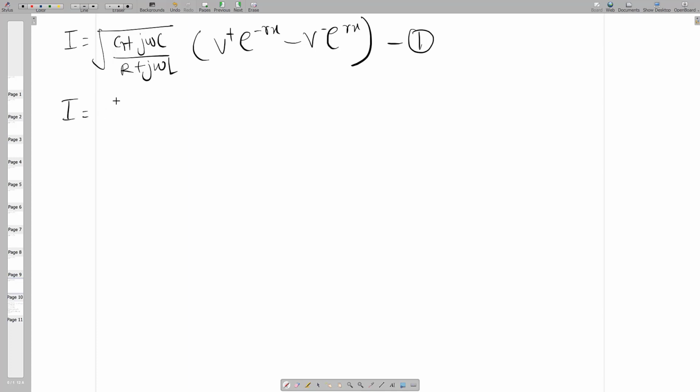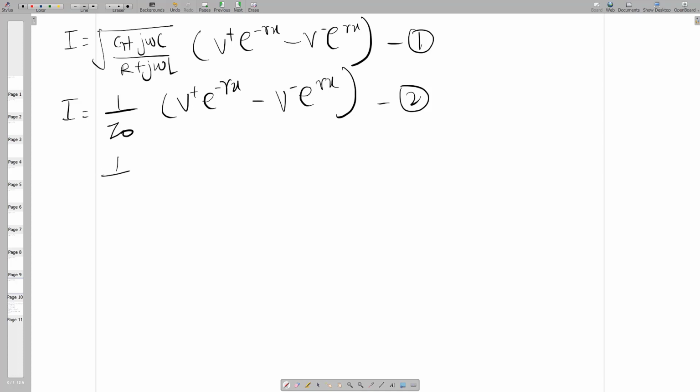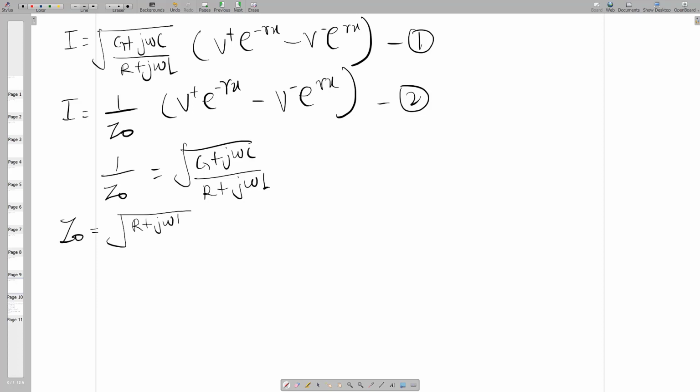By comparing this equation 1 with 1 over Z naught times V plus e to the minus gamma x minus V minus e to the positive gamma x, let's say this is equation 2. Comparing these two equations, we can see that 1 over Z naught is equal to root of (g plus j omega c) all over (r plus j omega l). But if we want Z naught, which is the characteristic impedance, we will have root of (r plus j omega l) all over (g plus j omega c).